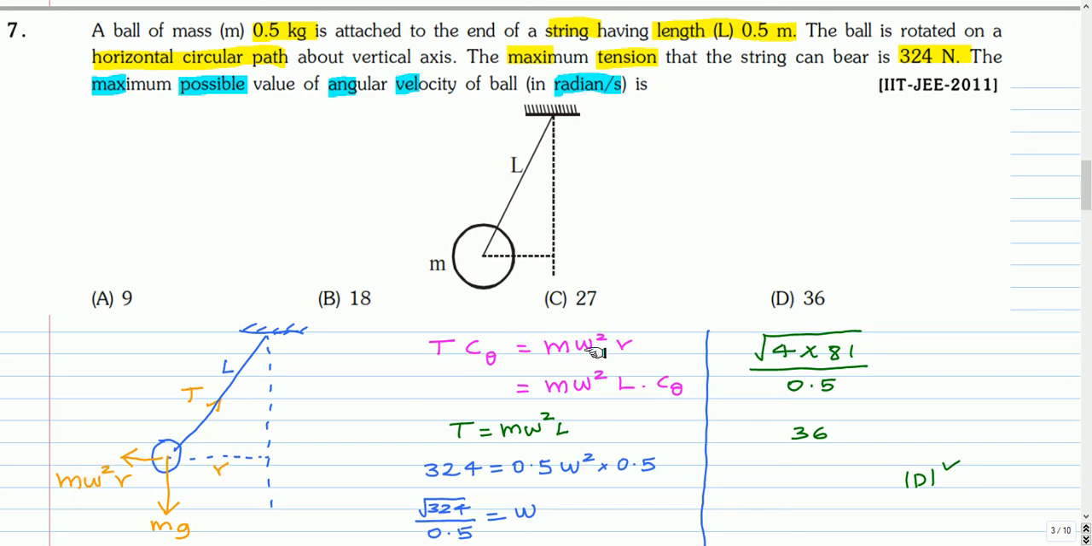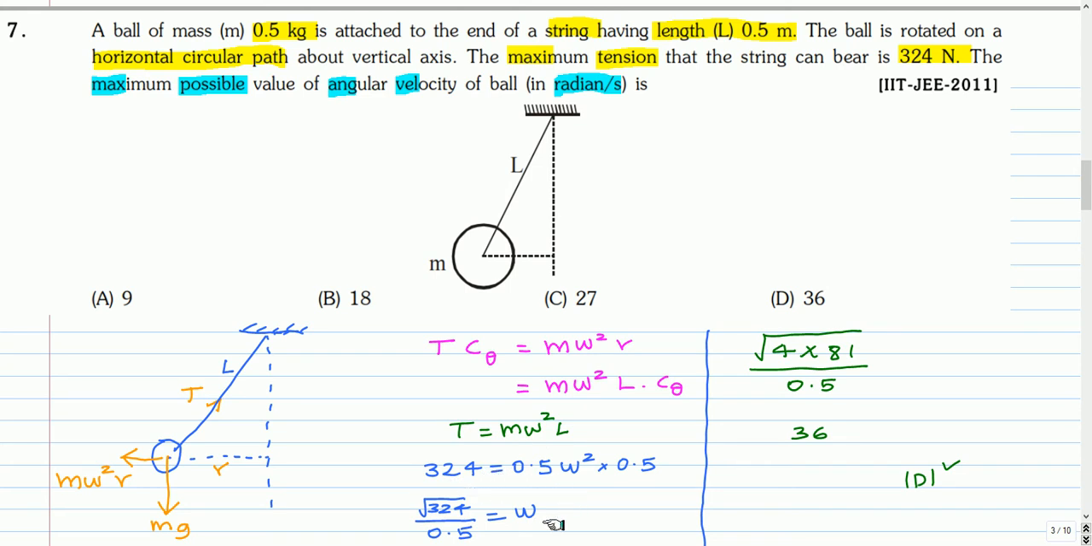So T cos theta is m omega square r, and r in terms of the length of the string is L cos theta. So cos theta will cancel on both the sides. We get tension as m omega square L. So from here we can see the tension will increase as the angular speed omega increases, and the maximum bearable tension is 324. That's been given in the question. So using the maximum value of the tension, we'll get the maximum value of omega.